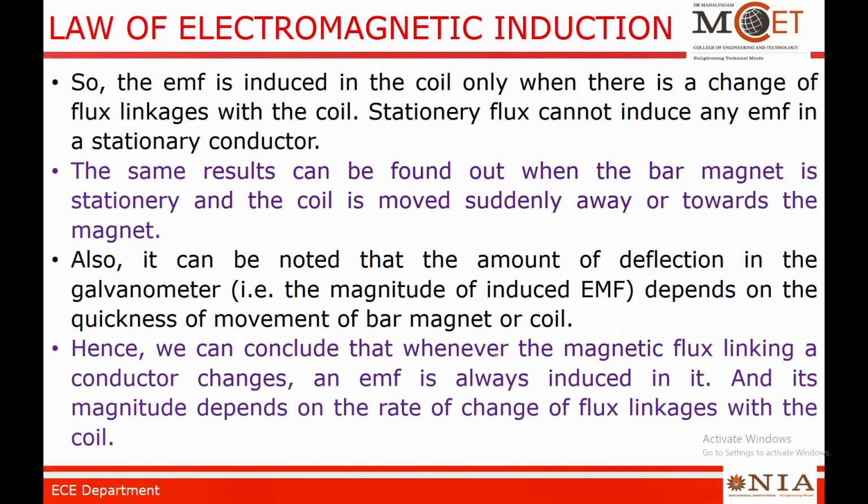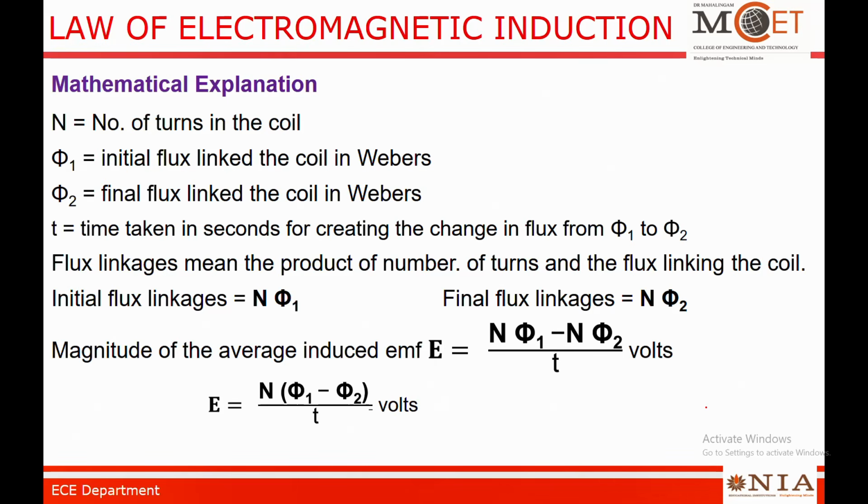Continuing, the same results will be obtained whether the magnet is stationary and the coil is moving towards the magnet, or the reverse. Finally, we say that whenever the magnetic flux linkages of a conductor change, an EMF is induced in the conductor, and its magnitude depends on the rate of change of flux linkages with respect to the coil. So let us have this expression.